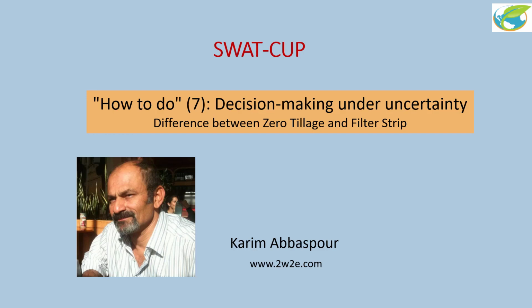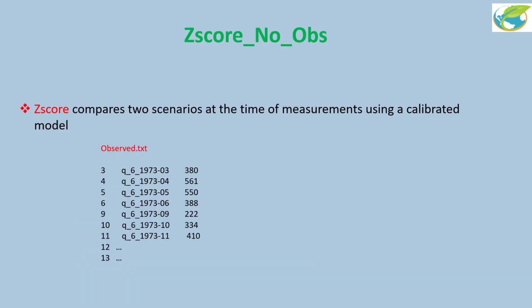Hello everyone. In this video, I'm going to talk about decision making under uncertainty, where we're going to examine the difference between zero tillage and filter strip for reducing erosion. In that Z-score program, we compared two scenarios at the time of measurements using a calibrated model. So here you needed to have an observation file where we looked at the significance of differences between two scenarios at the time of measurements.